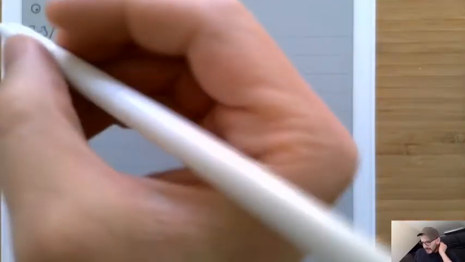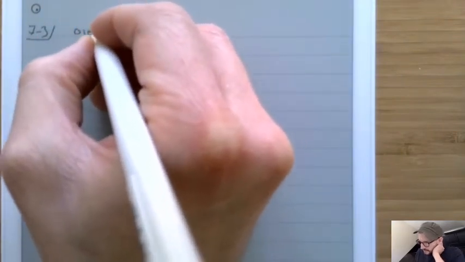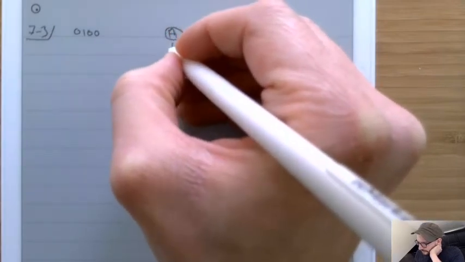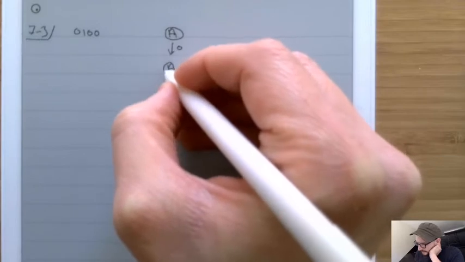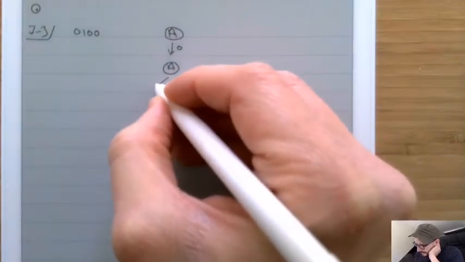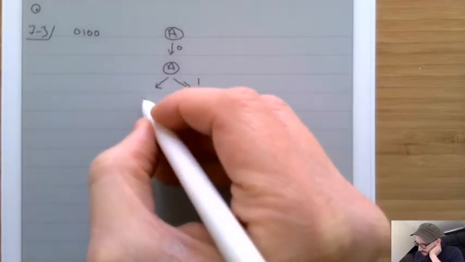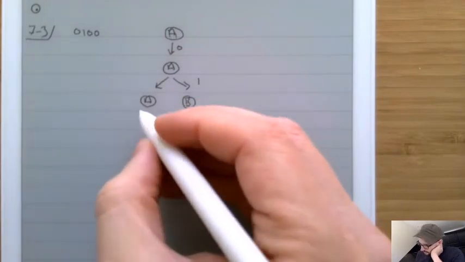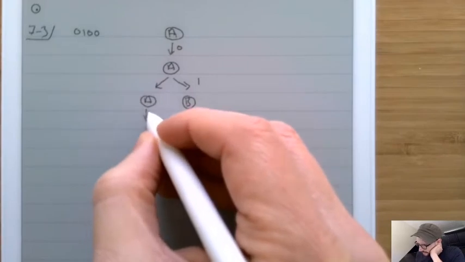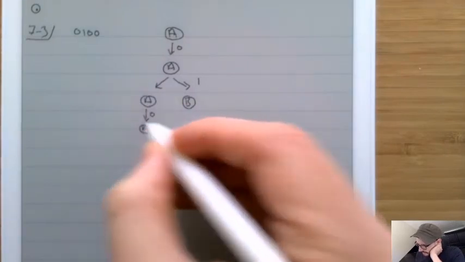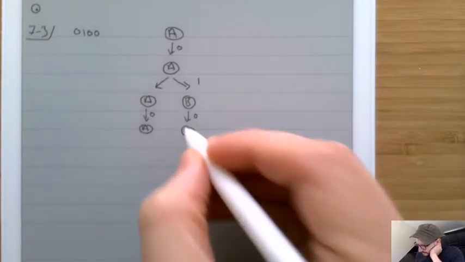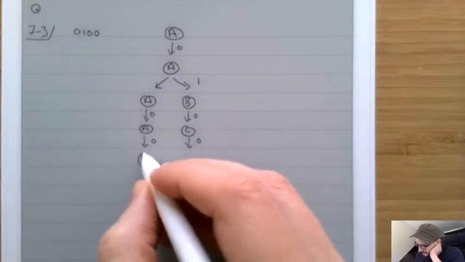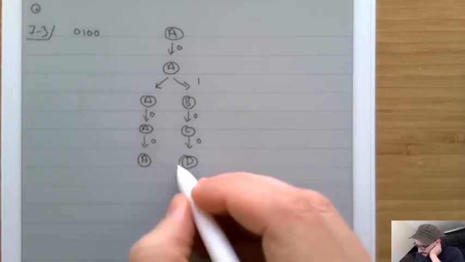Okay, so let's look at the input string 0, 1, 0, 0. So we would start off in the A state. Then we would consume a 0, and we would go to the A state again. Then we would consume a 1, and one computation would go to the A state, and the other one would go to the B state. Then we would consume a 0, and the A would stay in the A state, and the B would go to the C state. Then there would be another transition, each viewing the 0, and we would get an A and a D. Now that would be accepting right there.